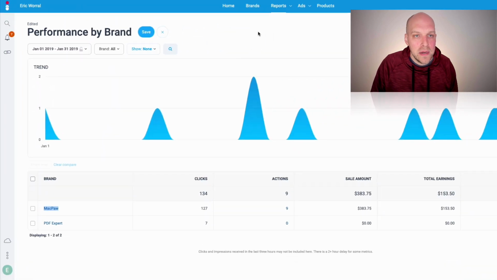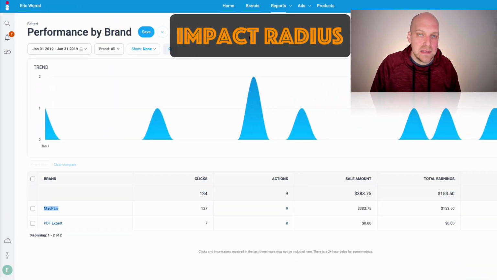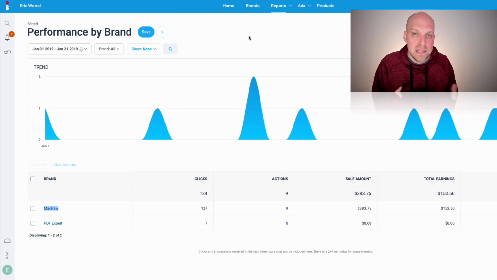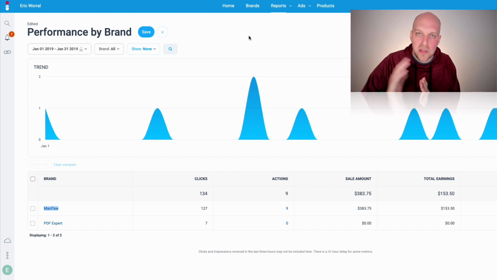Now, this tool right here is called Impact Radius. It's an affiliate marketplace. They're free to sign up. And then what you can do is you can find brands that you want to promote via your YouTube channel. And if somebody uses the link in your description, kind of tags that person, then you make an affiliate income when they end up purchasing the product.